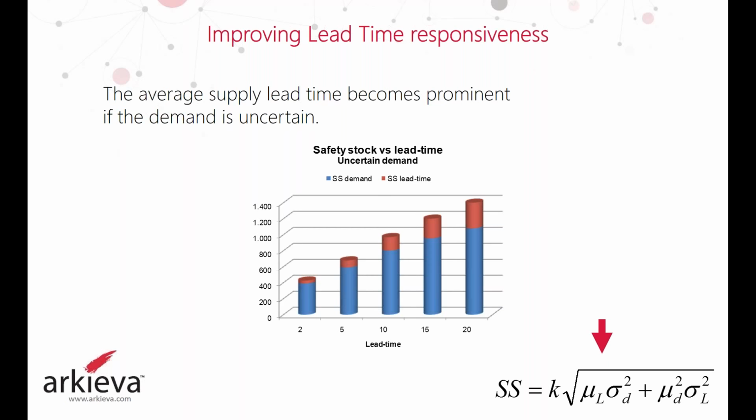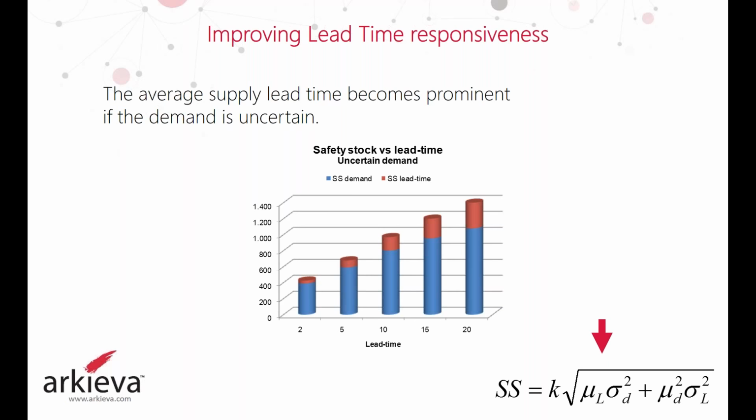So if your demand is highly variable, it's uncertain, it goes up and down all the time, guess what? Sigma related to demand will be a big number. If that's a big number, multiplying that by the average lead time will make that term very, very strong in this calculation. So if you look at the schematic here, if you have a very uncertain or a highly variable demand, you can see the overall safety stock increases at a very fast pace as the lead time goes up from 2 days to 20 days.